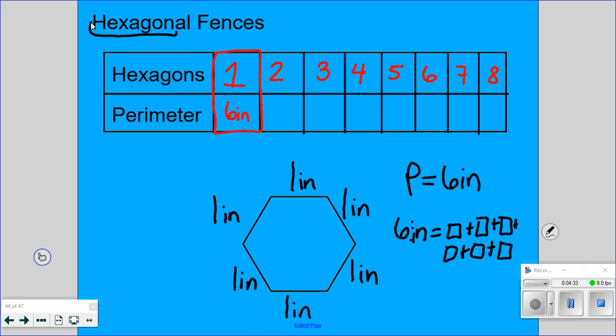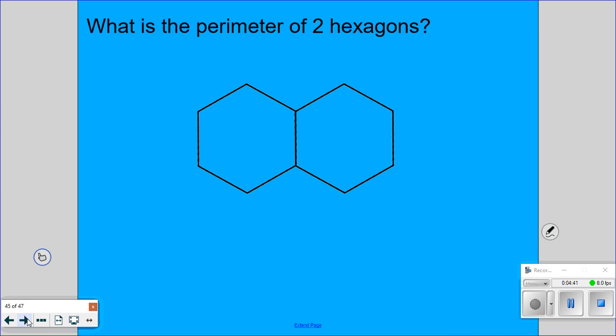Harper, what's that? Do the 2 lines in the middle we connect? Let's think about this, Harper. So I've got my 2 hexagons. Harper's wondering, are we going to count this section? Close your eyeballs. Think about a fence. Would we put a fence across the middle? No. Yes. No.